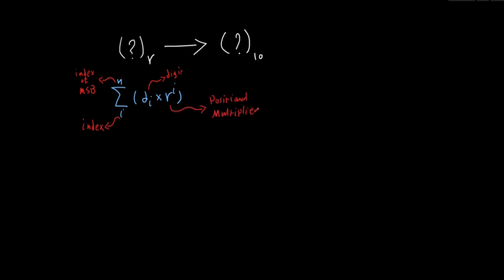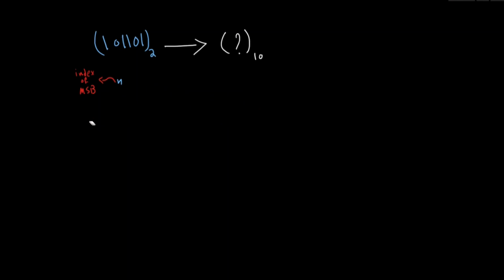I know you probably are not a fan of the summation formulas. I was not, but trust me, it is simple. Let's convert 101101 in binary to decimal using that formula. Let's clear things up, and the first step is to lay the number out in a neat way.